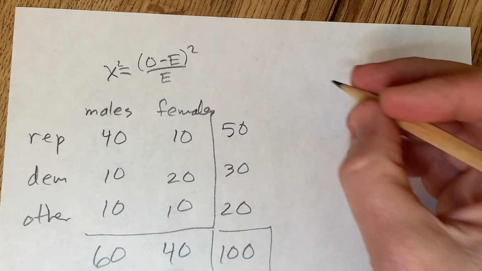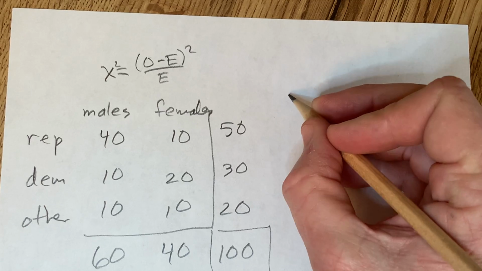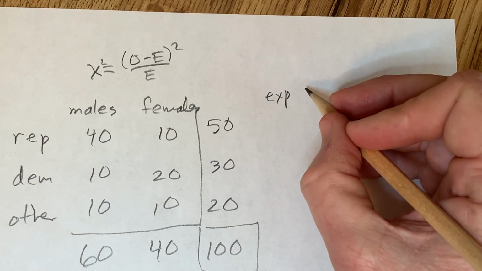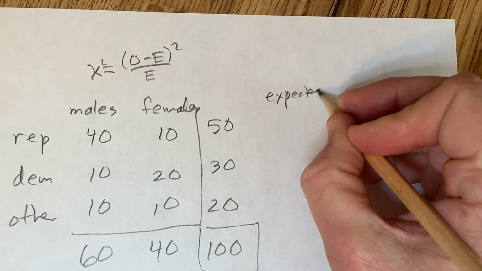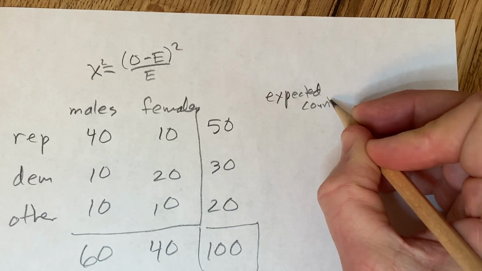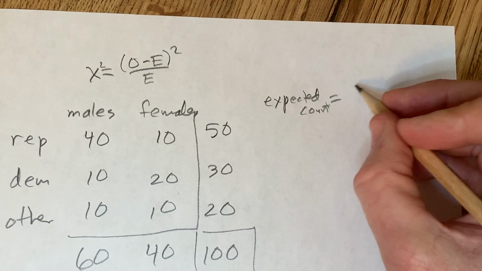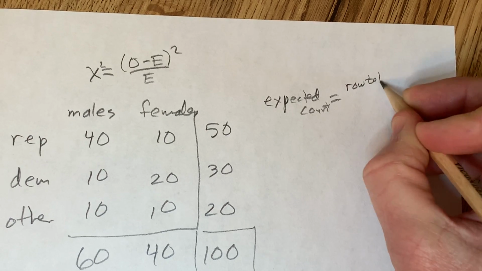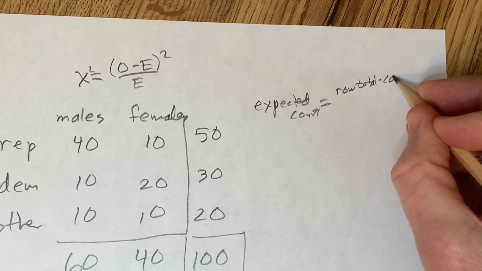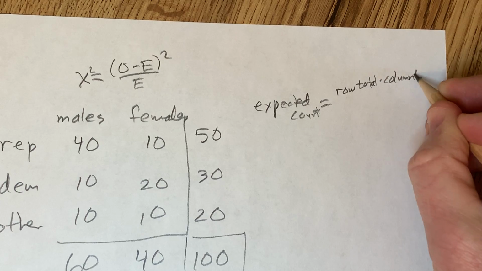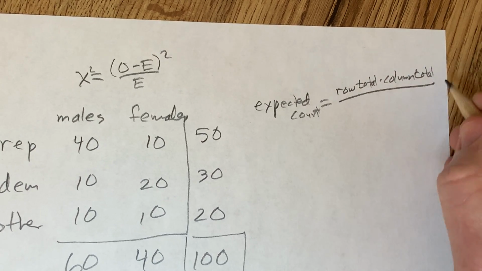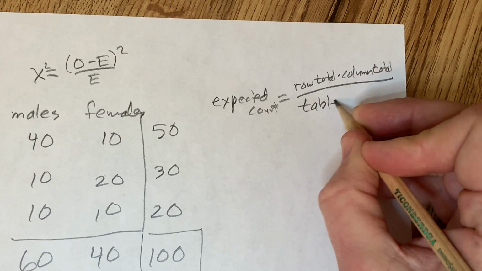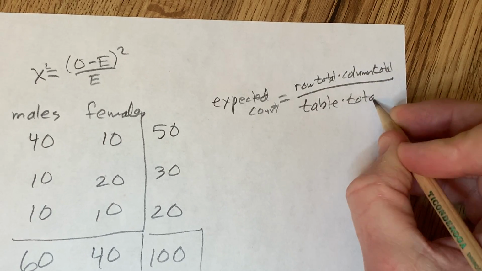Now, to find the expected, our little formula is this, and hopefully this will make intuitive sense after I explain it. Our expected counts, or expected values, for each cell is equal to the row total times the column total over the table total. Now, let's think about this.